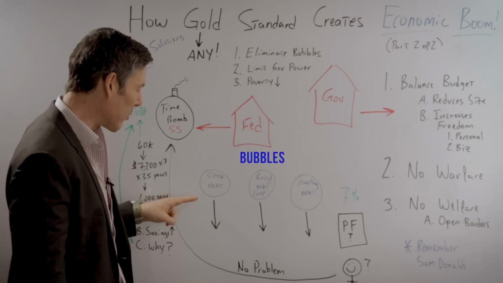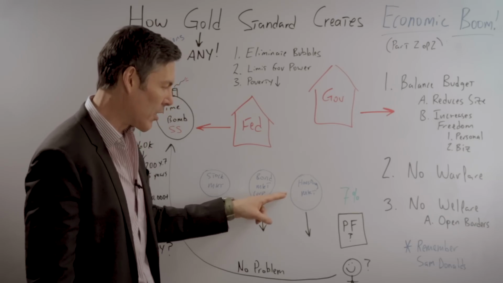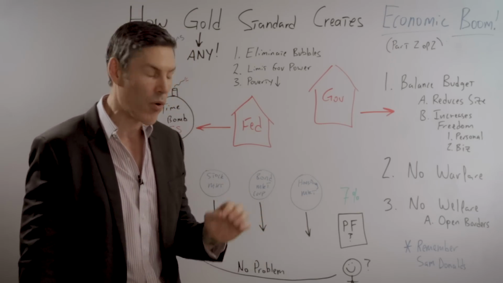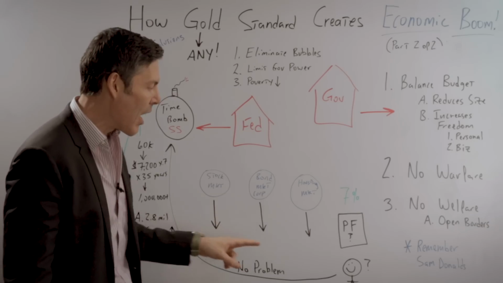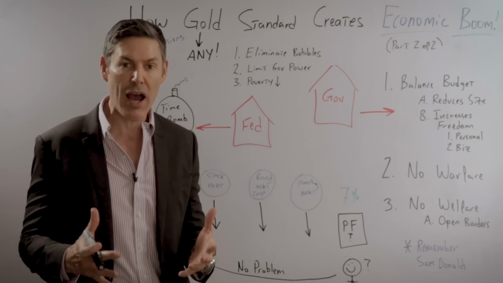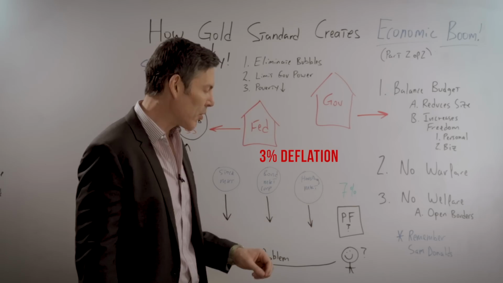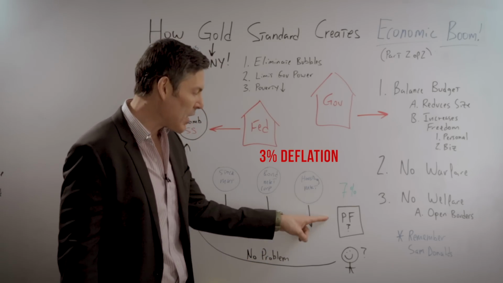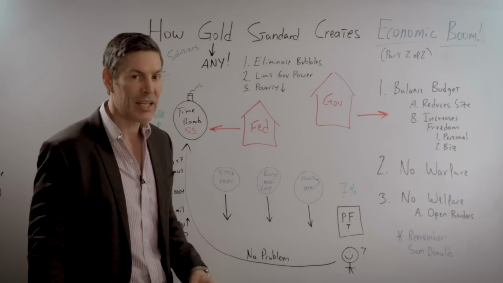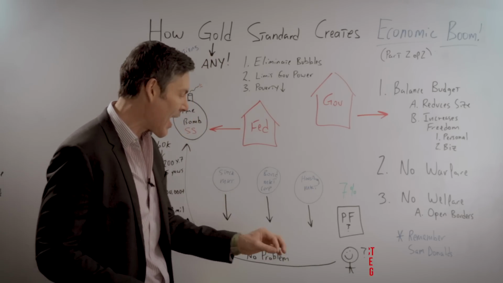This takes care of the bubbles in the stock market, the corporate bond market, and the housing market. But if all those bubbles crashed, if they all went down to a level that is supported by the actual fundamentals, how would the pension funds and the individual investors survive? Remember, the 10-year is paying about 4%, and there is a 3% deflation. So the pension funds would be able to get the 7% real rate of return that they need just by investing in 10 years. Average investors could do the exact same thing.